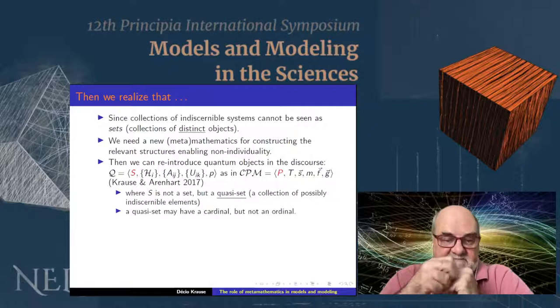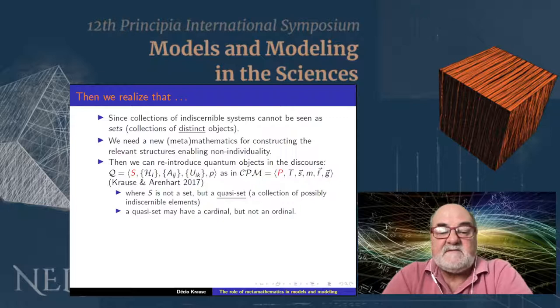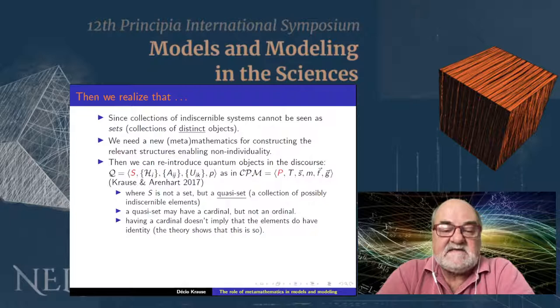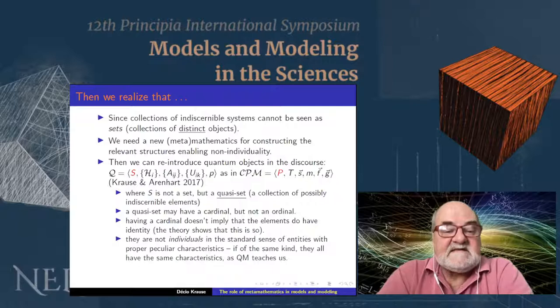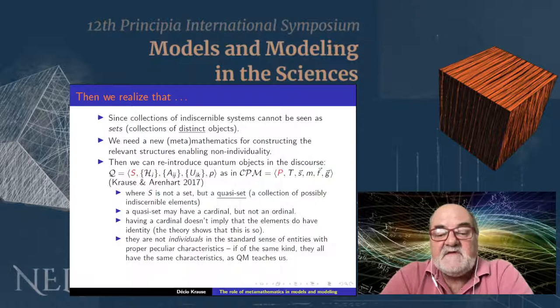This is not a set, but a quasi-set, a collection of possibly indiscernible elements. A quasi-set may have a cardinal, but not an ordinal. And to have a cardinal doesn't imply that the elements have identity. This is shown by a theorem. In this sense, these quantum objects can be understood not as being individuals in the standard sense of entities with proper, peculiar characteristics. If they are of the same kind, for instance electrons, they all have the same characteristics, precisely as quantum mechanics tries to teach us.